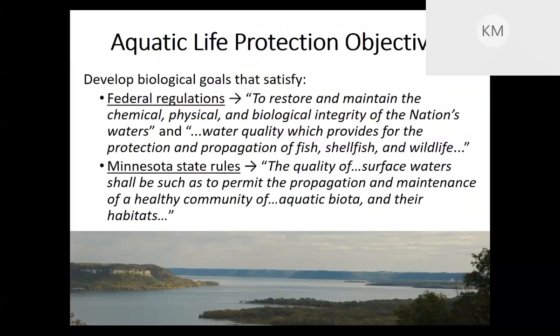Basically the foundation of the work that we're doing here stems from the narrative language that we find in the Clean Water Act, as well as in our state rules, which lay out narratively what we're supposed to be protective of in terms of aquatic life. And of course, there isn't a lot of specificity in this language, and so that's really what I'm going to talk about: how we went about taking this language and developing numeric biological criteria that would be protective and consistent for aquatic life.